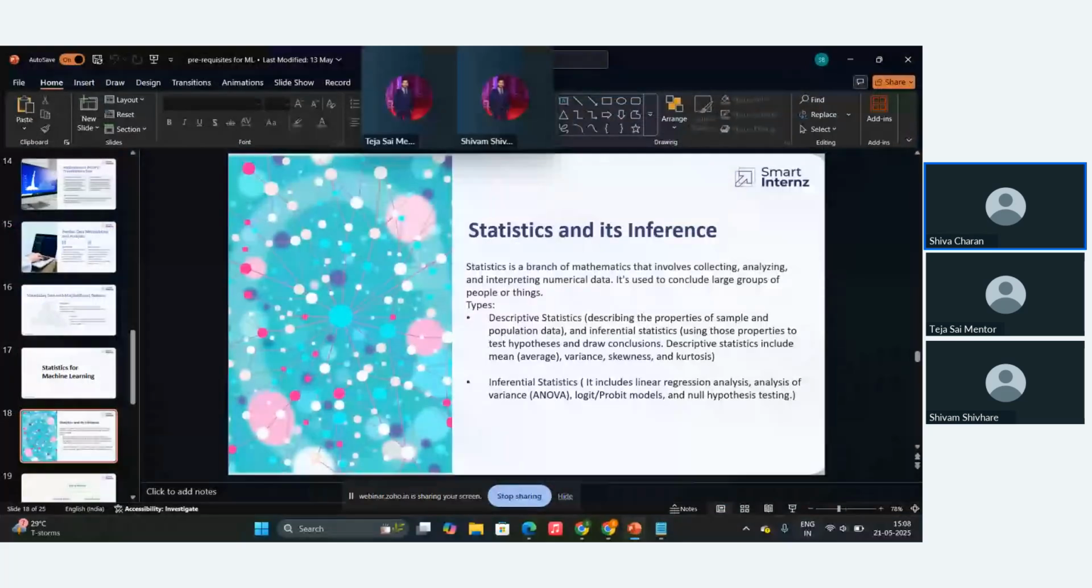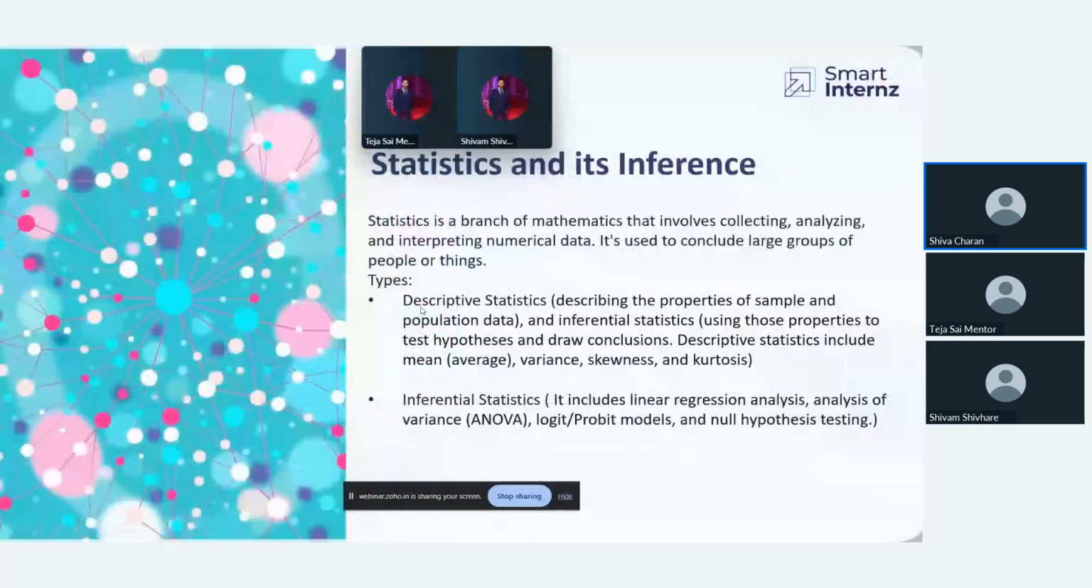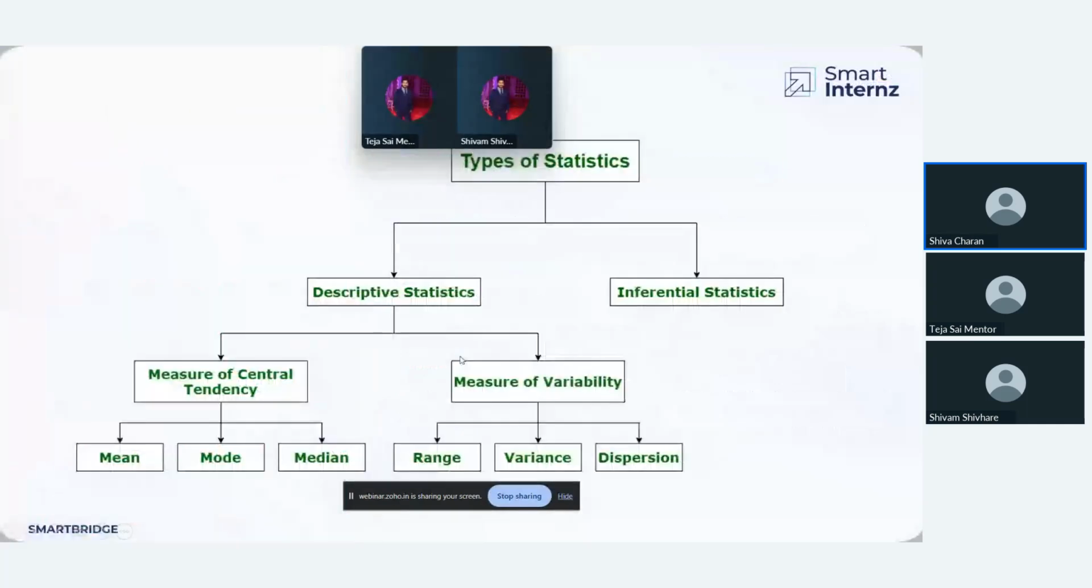So this is about statistics and its inferences, the types of data which we are having. Here we can see the types of statistics: descriptive, inferential, and measures of central tendency. Measures of central tendency means mean, median, and mode. So we need to know where to use mean, where to use mode, and where to use median. Those things come under measures of central tendency.